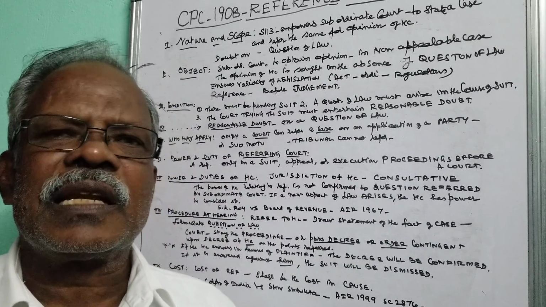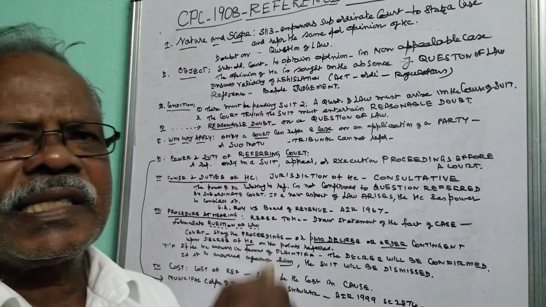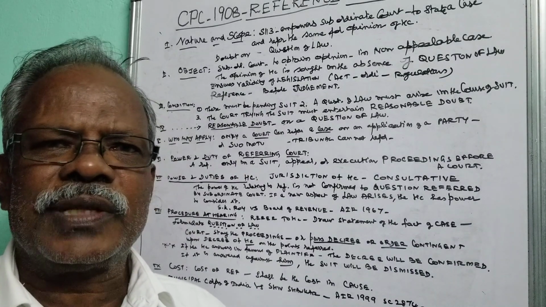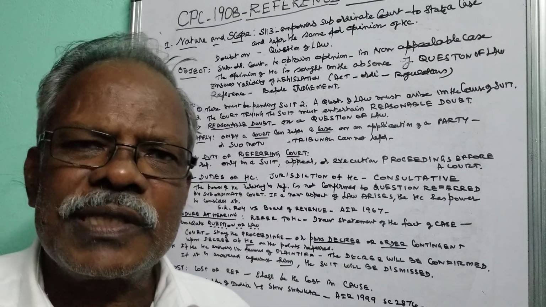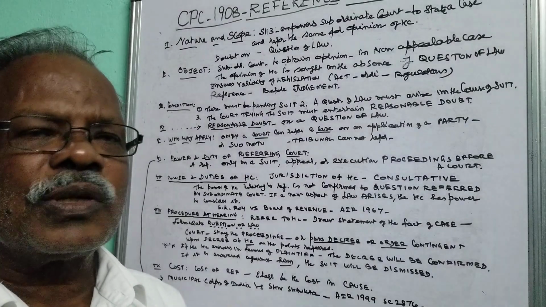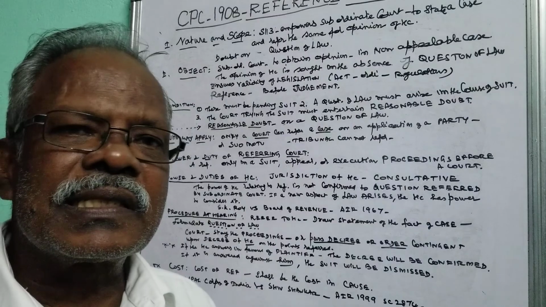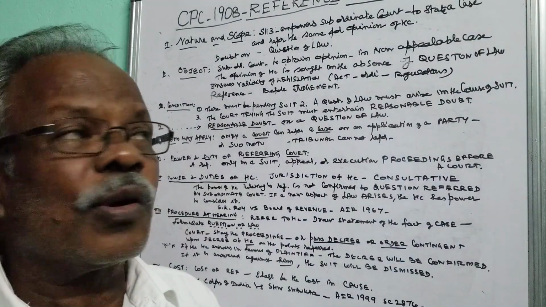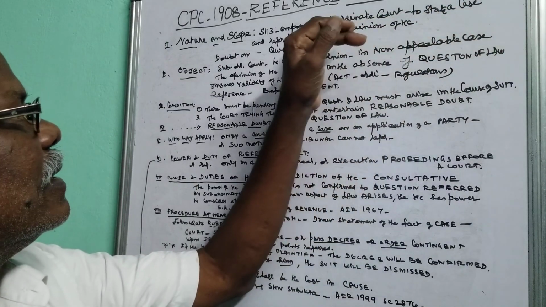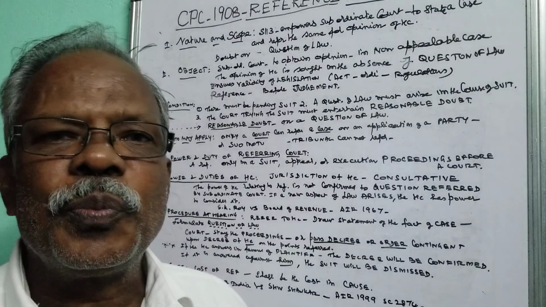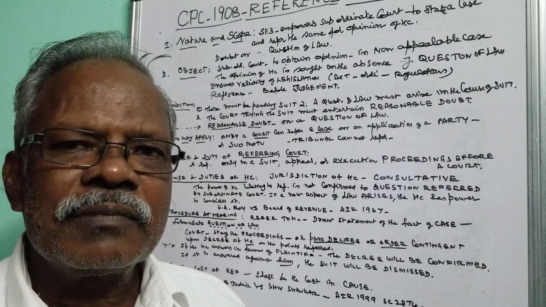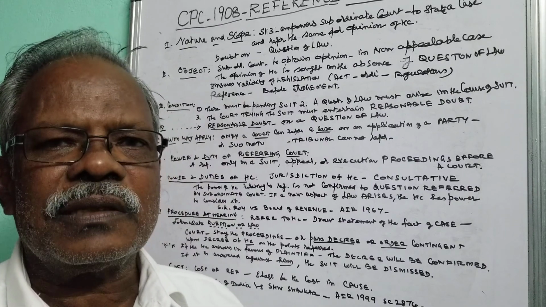Now we will see under what circumstance the reference is made, and who can refer the matter to the higher court. All these things we are going to see in this video. So first, nature and scope. Section 113 empowers the subordinate court, that is the lower court, to state a case and refer the same for the opinion of the High Court, or to get the required matter from the higher court.